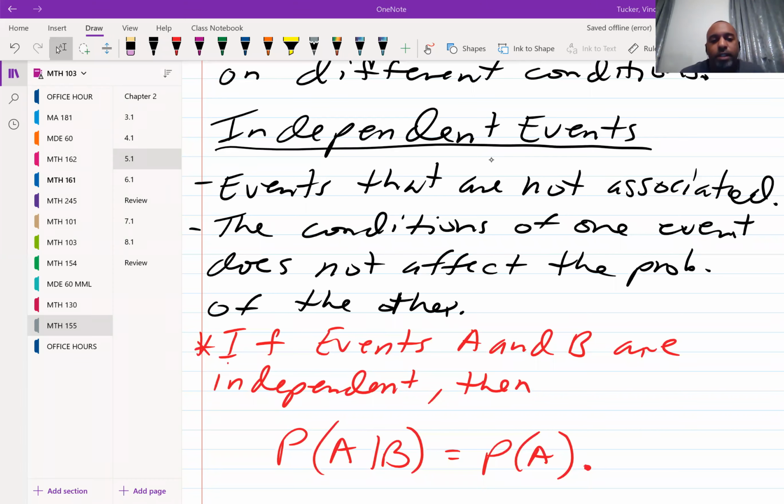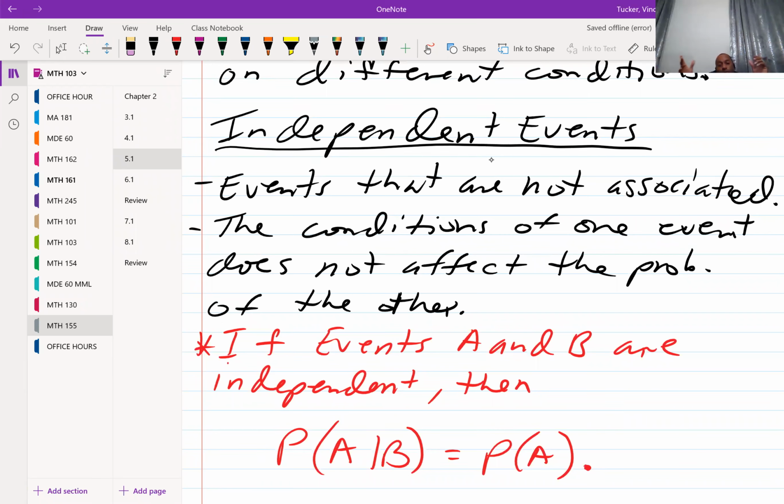So in that red statement, if events A and B are independent, then the probability of A, given that B has occurred, is just going to be the probability of A. Because remember, if they're independent, then the probability of B has nothing to do with A, and it doesn't change A. So that's just a statement, one of those things that my math lab may ask you as far as concept.